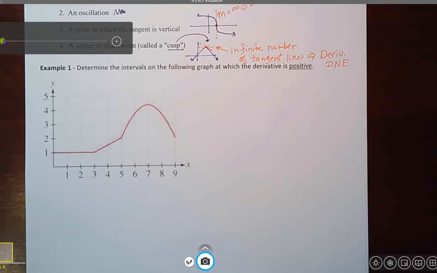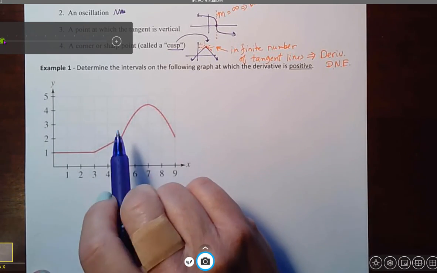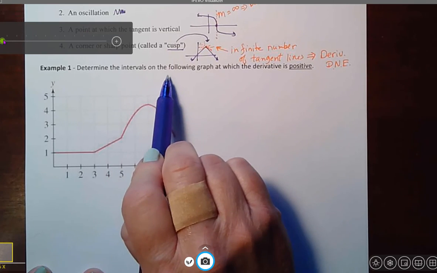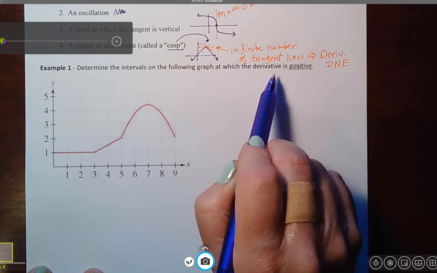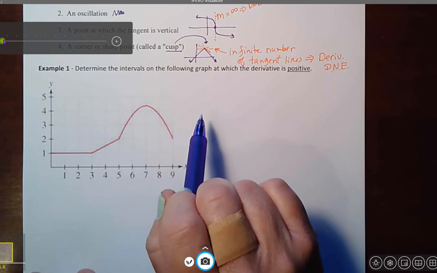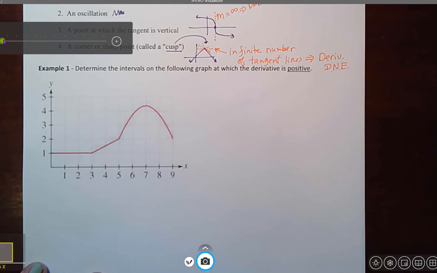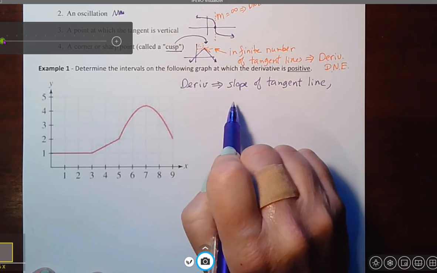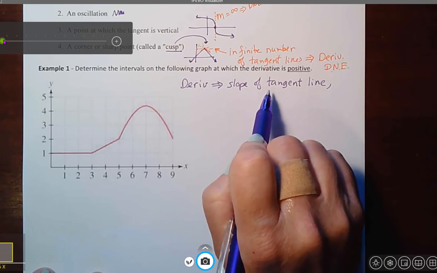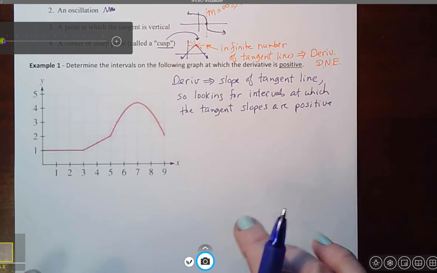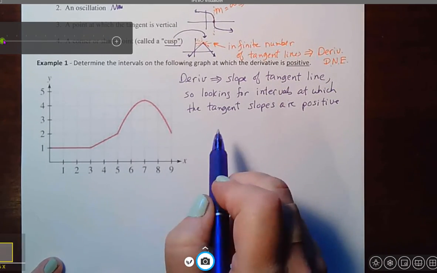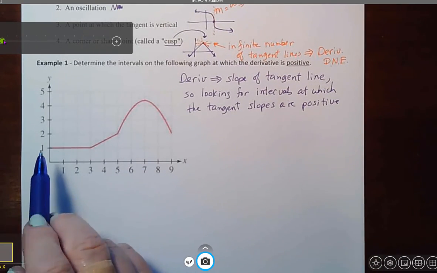That's what that's called. So here's our first example for evaluating derivatives. We want to determine the intervals on the following graph at which the derivative is positive. Well, recall that the derivative gives us the slope of a tangent line. So we are going to be looking for intervals at which the tangent slopes are positive. Let's take a look at the graph here then. So we're looking for the positive tangent line slopes.